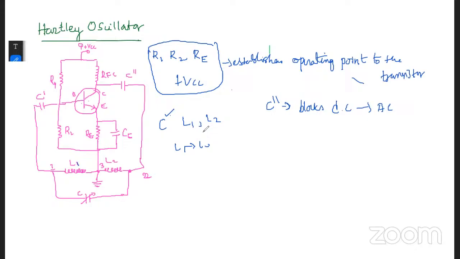And we have one more component, the radio frequency choke, which we call the RFC. This RFC provides a DC load for the collector and also prevents AC from reaching the DC power supply, VCC. Then after that we have one more capacitor, C', here.